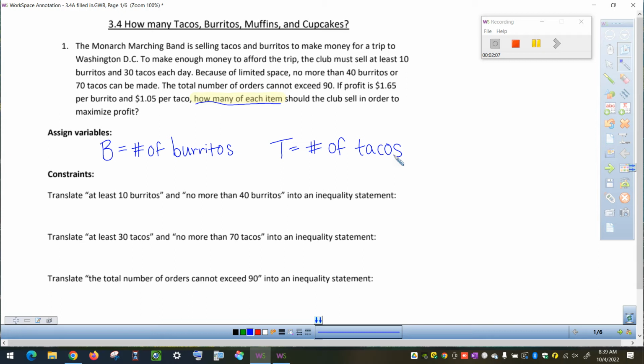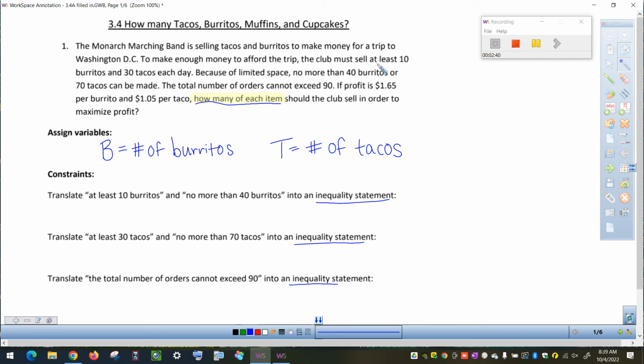Okay, let's take a look now at the second part. So the second part of this process is to identify the constraints. So constraints are things that we are limited by. These are like restrictions in the problem. And so the type of words that we're looking for when we're identifying our constraints are words that would imply an inequality. What we're going to see here is that every constraint is going to be written out as an inequality statement.